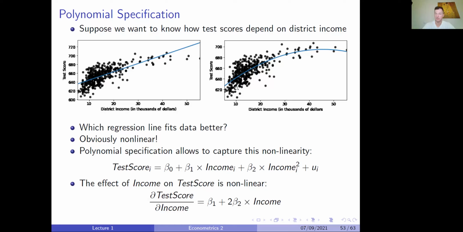And you see this for the poor districts. Increase in income has a strong impact on the test score. So the test scores improve very fast. But whenever the district income reaches some high levels, the increase in test scores slows down. And actually it reaches some maximum around $40,000. It's visible here on that picture. So this is exactly this non-linear effect of income on the test score.